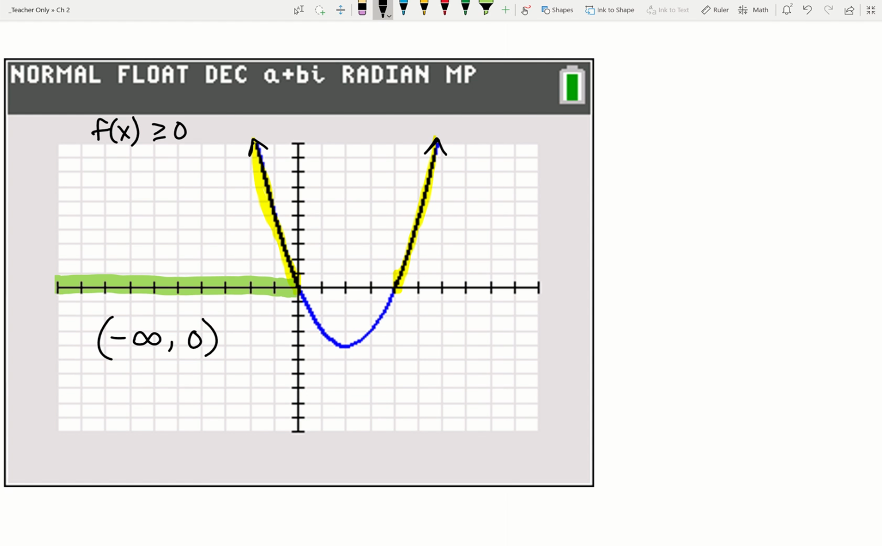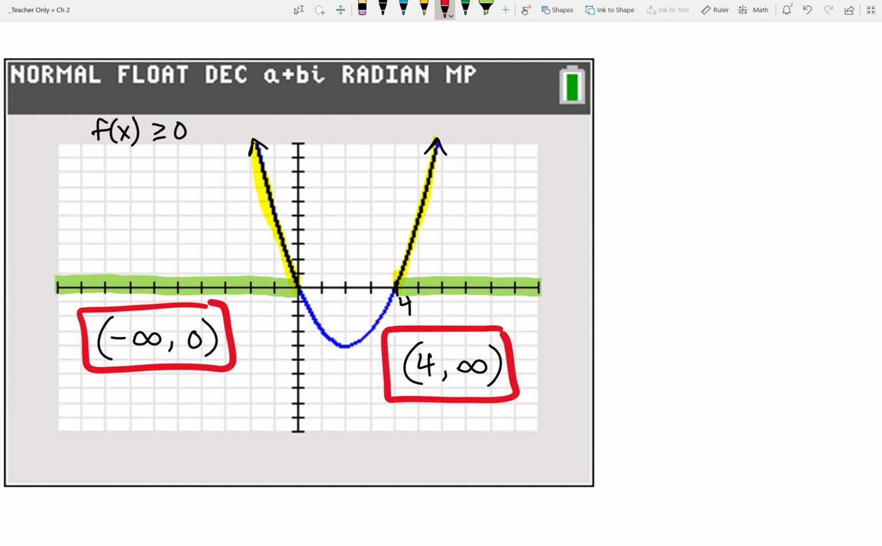That would be one region. And then the other region is going to start over here at this other input, which is going to be 4. So that is going to be the region that begins at 4 and reaches all the way out to positive infinity. That is where we have this other part of the graph that only lives above the x-axis here. So these would be our solution sets for where that function is greater than or equal to 0.